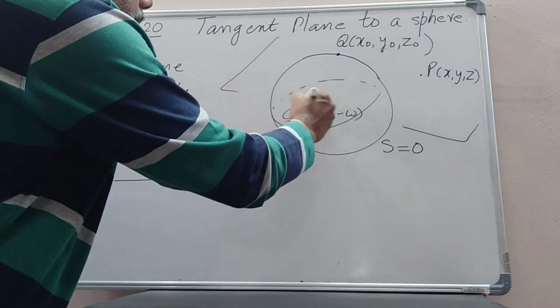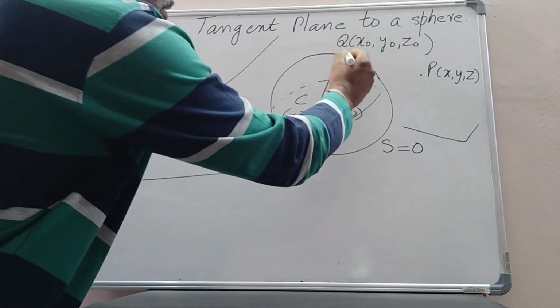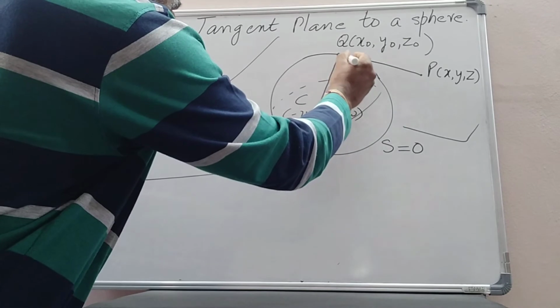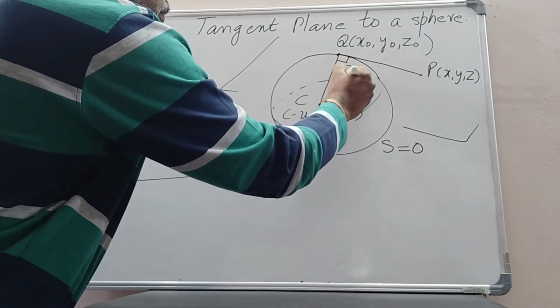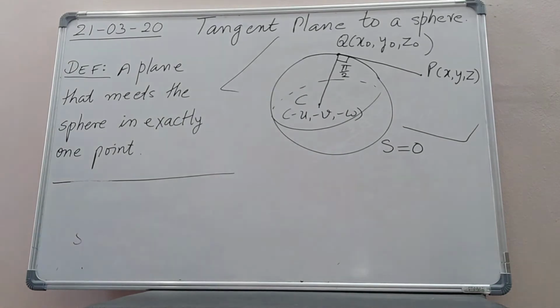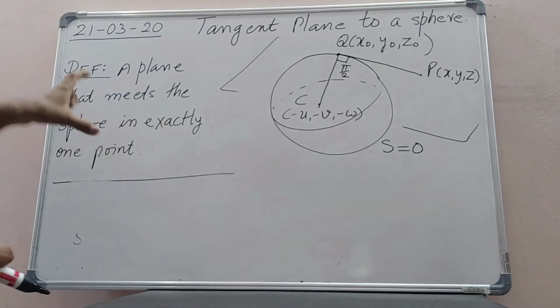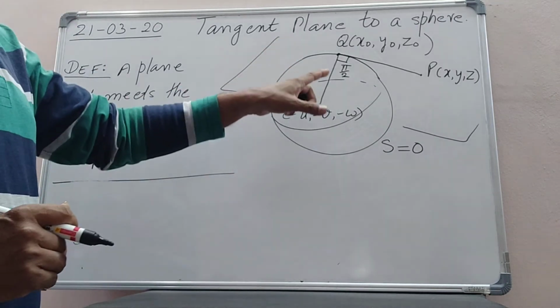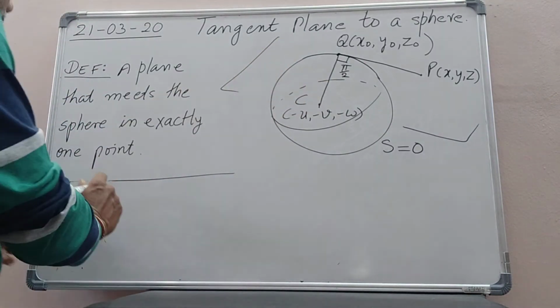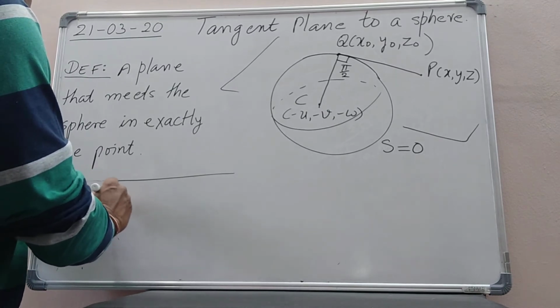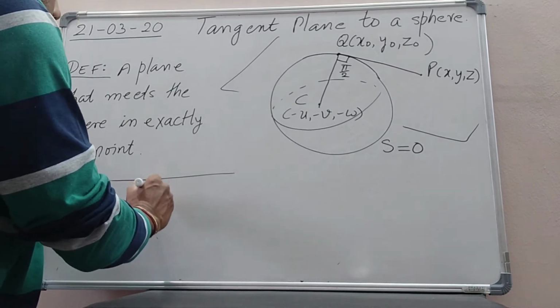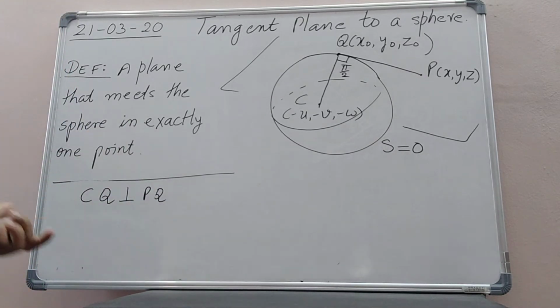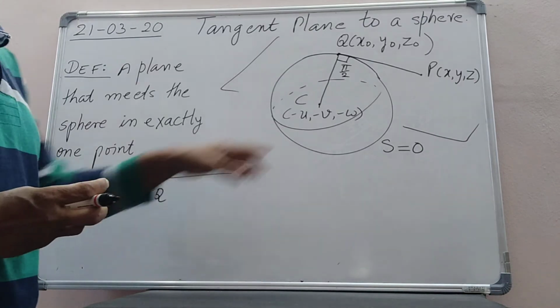Let us look at the join of C and Q and P and Q. This angle will be 90. It will be a nice exercise to prove this by using this definition. I will leave it to you. I will assume that this happens, namely CQ is perpendicular to PQ. And I will use this fact to write down the equation of the tangent plane. So this property is true for any P in the tangent plane.